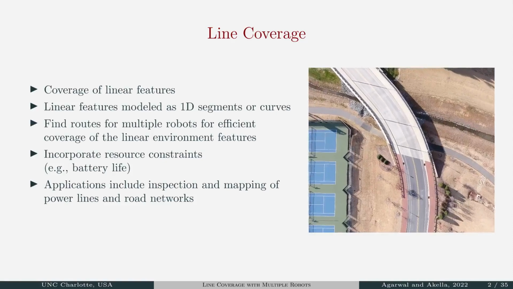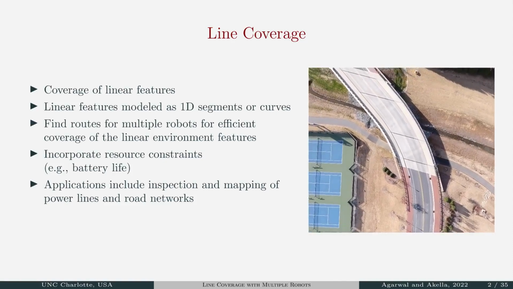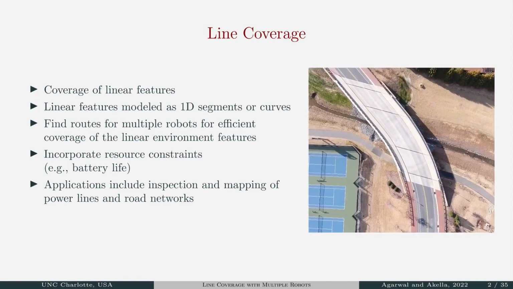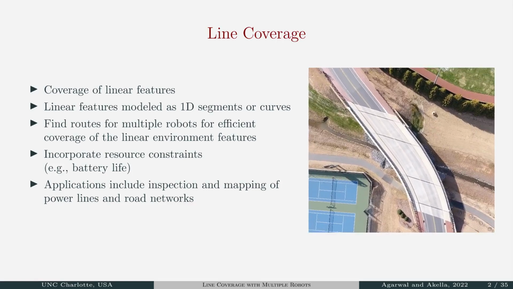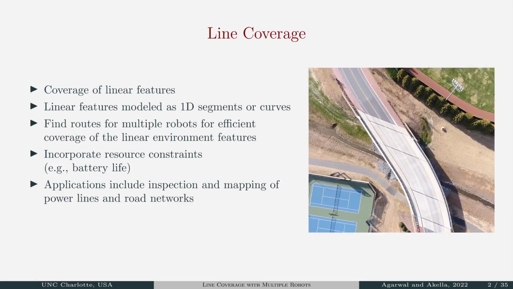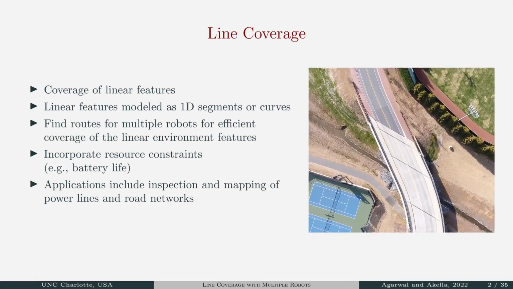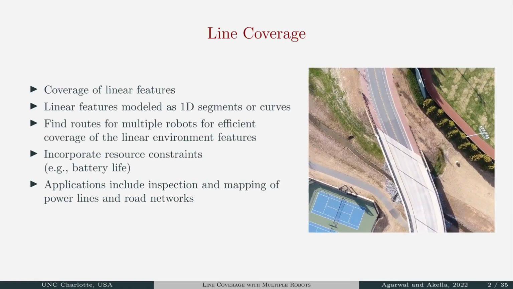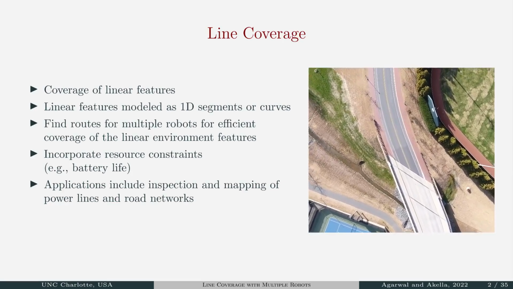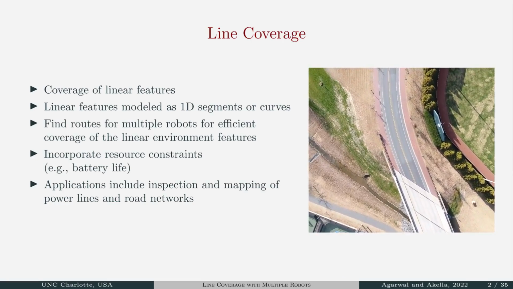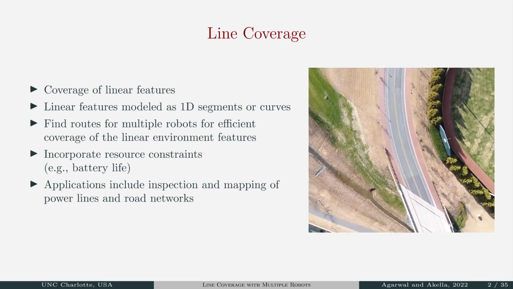Line coverage is the coverage of linear features in an environment. The linear features are modeled as one-dimensional segments or curves. The task is to find routes for a team of robots for efficient coverage of the linear environment features. Since mobile robots are limited by resources such as battery life, we incorporate resource constraints into the formulation.